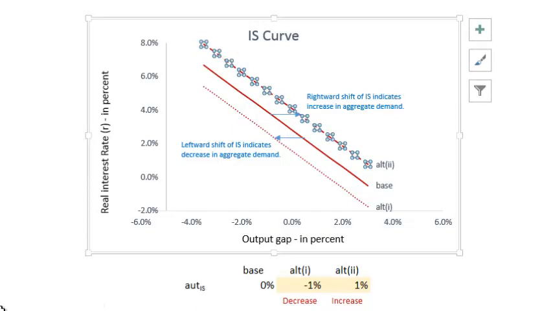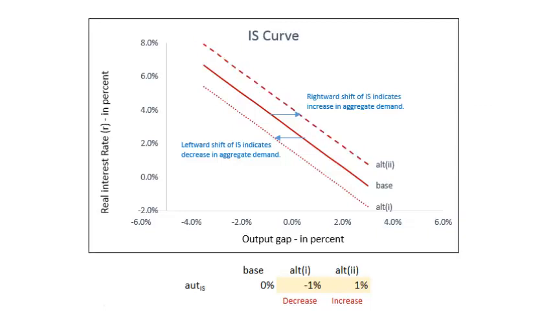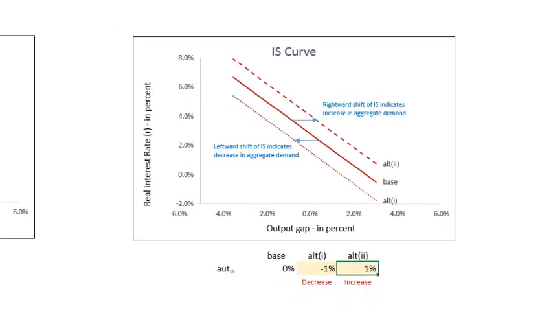So what have we done here? We've derived the IS curve using the multiplier analysis that you learned in a previous chapter, and then we've also shown why the IS curve might shift, and it turns out that if we have autonomous shocks to aggregate demand, if we have a decrease, we'll have a leftward shift in the IS curve, and if we have an increase, we'll have a rightward shift in the IS curve.